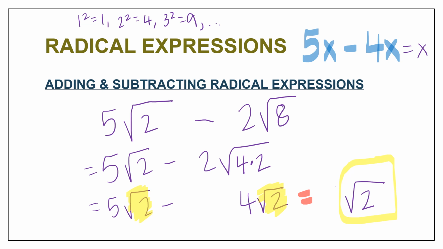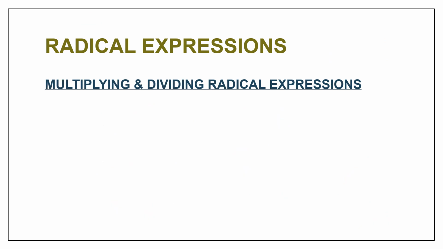All right, now moving on to multiplying and dividing radical expressions. Multiplying and dividing radical expressions is a little easier than adding and subtracting. It's kind of just a little bit more straightforward. One of the examples I remember seeing on the practice test looked like this: square root of 5 times square root of 20.